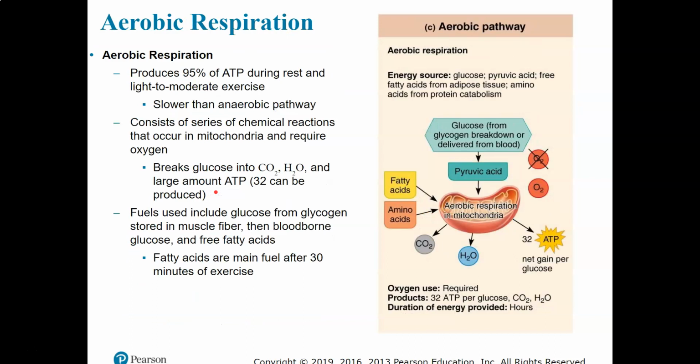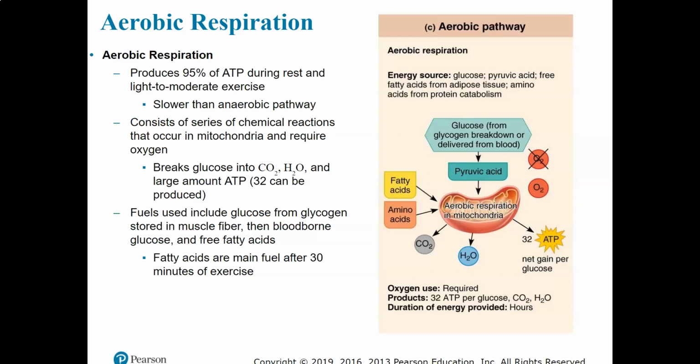Aerobic respiration, this is how we make most of our ATP when we're at rest and when we are doing light to moderate exercise. You've probably heard exercise described as aerobic or anaerobic exercise. When we are able to sufficiently supply all of our muscles with oxygen, then we're going to try to rely on aerobic respiration because it produces way more ATP per glucose. However, it is slower than the anaerobic pathway.